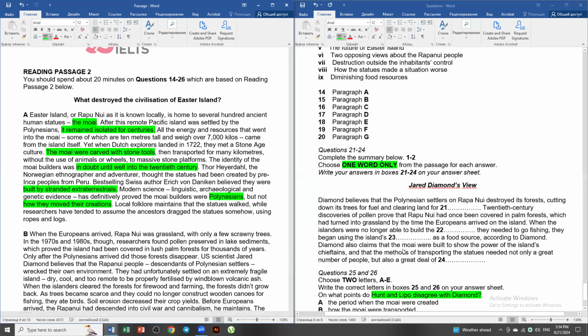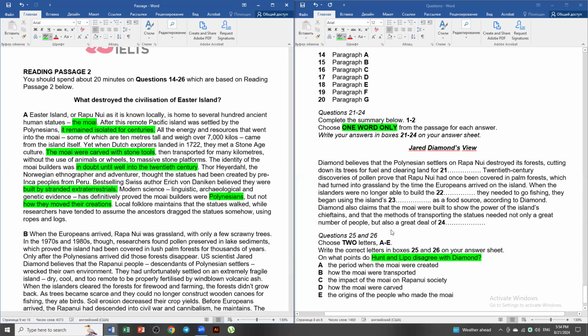Okay, one thing we forgot about doing is we want to read the summary completion as well, in case we might get answers from there. So Diamond believes that the Polynesian settlers on Rapa Nui destroyed its forest, cutting down its trees for fuel and clearing land for something. 20th century discoveries of pollen prove that Rapa Nui had once been covered in palm forests.